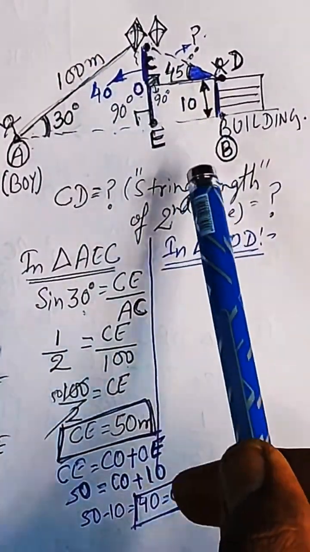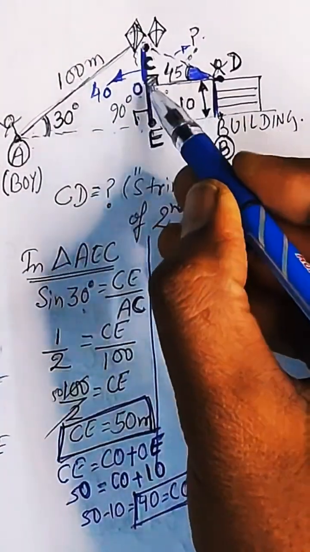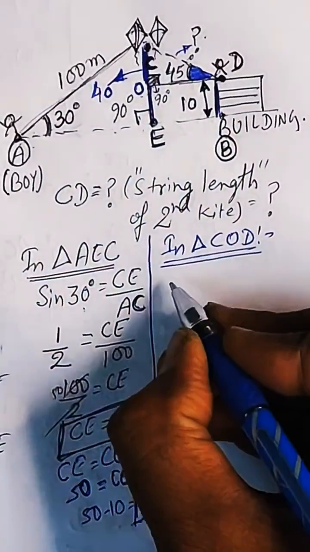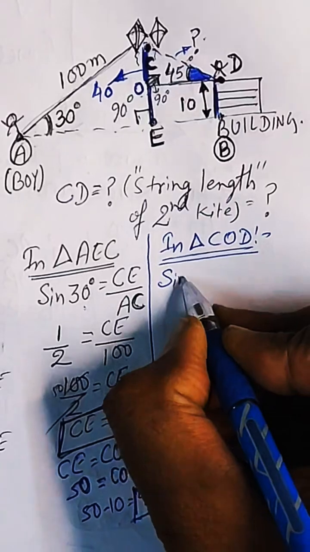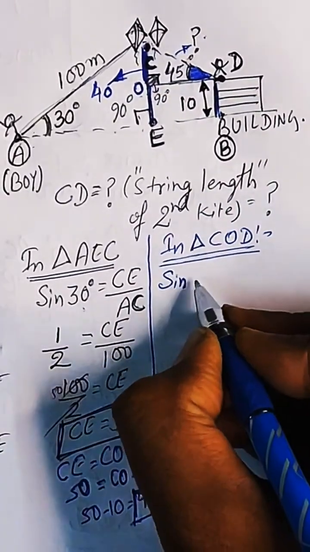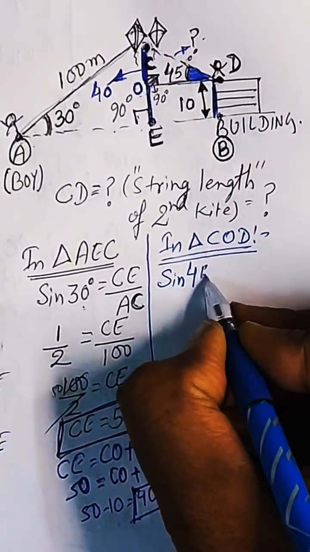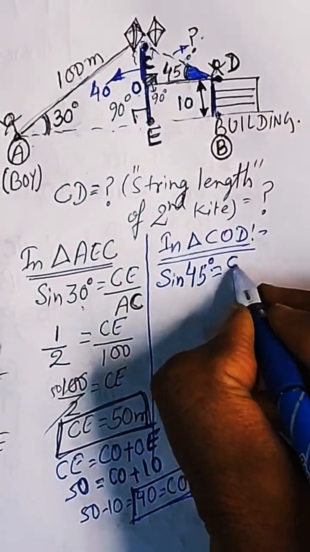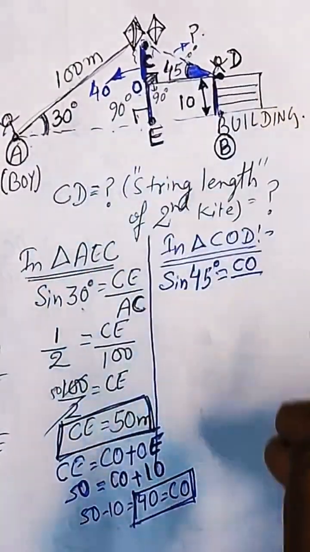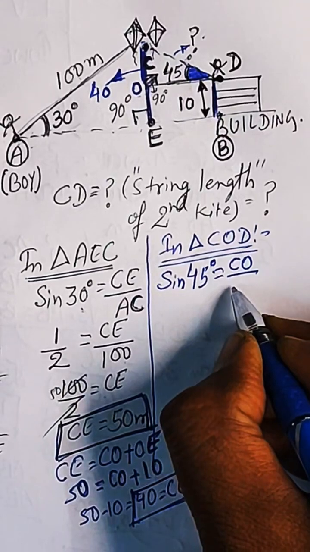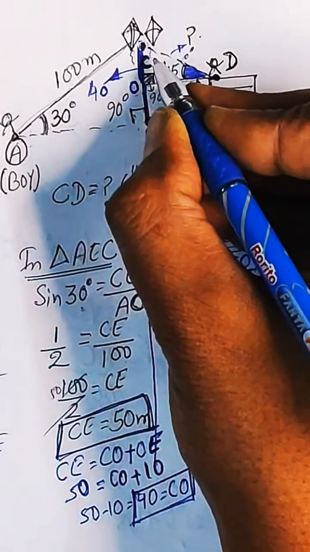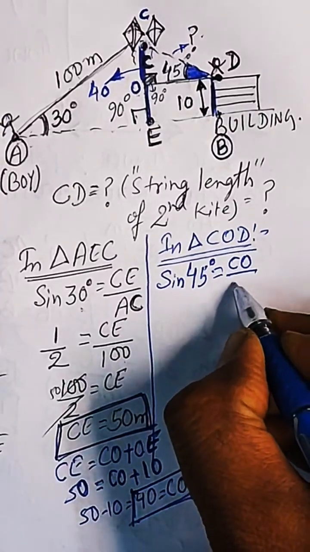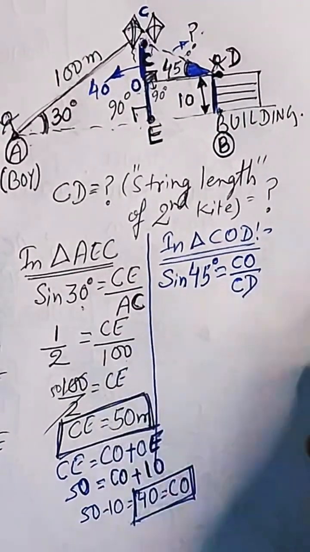So string length of the second kite will be given by, if you are knowing CO, then take the relation between CO and CD. What is that? CO and CD is given by the relation of sine, right? Because the angle of elevation is 45 degrees. So just write 45 degrees. Sine 45 degree is nothing but CO divided by hypotenuse. Hypotenuse is your string length of the second kite, which is not known to us. So it will be equal to CO by CD, isn't it?